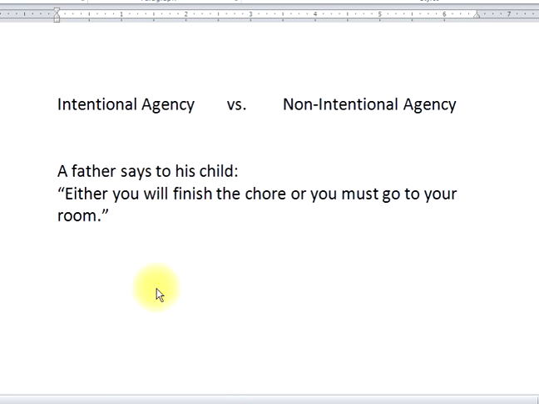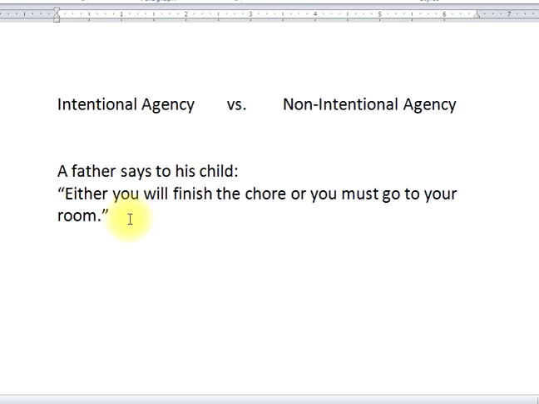Now, I do want to point out that there is a weird thing that goes on with human agency. Okay, and I want to label that intentional agency versus non-intentional agency. The word intentional has a lot of various and funny definitions. Let's just say here that this has to speak of someone's will, someone's choice, someone's determination to make an option happen. And think of a father that says to his child, either you will finish the chore or you must go to your room. Okay, so the father is sort of making sure that he's going to be in charge of making one of these options obtain, at least one.